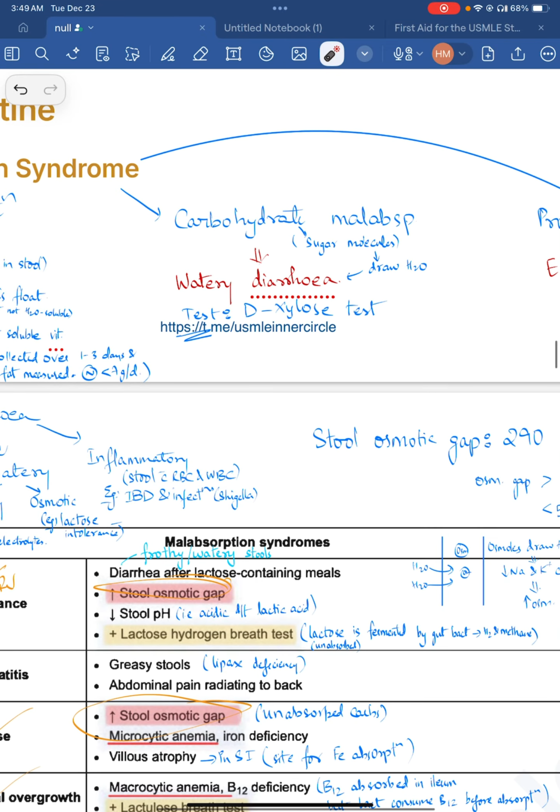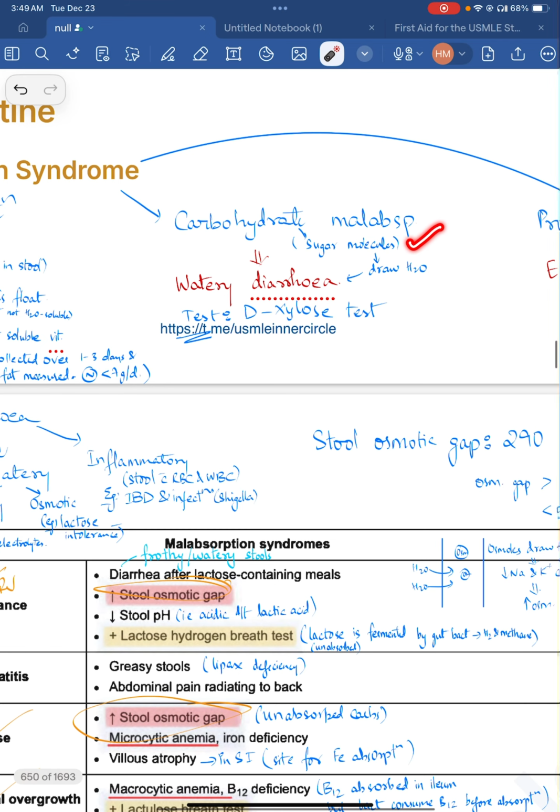Next, coming to carbohydrates. What happens when carbohydrates are not absorbed? Carbohydrates are broken down into small molecules like simple carbohydrates, right? Basically, they are turned into simple sugar molecules. Now, when these carbohydrates are not absorbed, the sugar molecules will go directly into the intestine, will keep on attracting water with it, right? And this will result in watery diarrhea. So to check for carbohydrate malabsorption, they do a xylose test, D-xylose test.